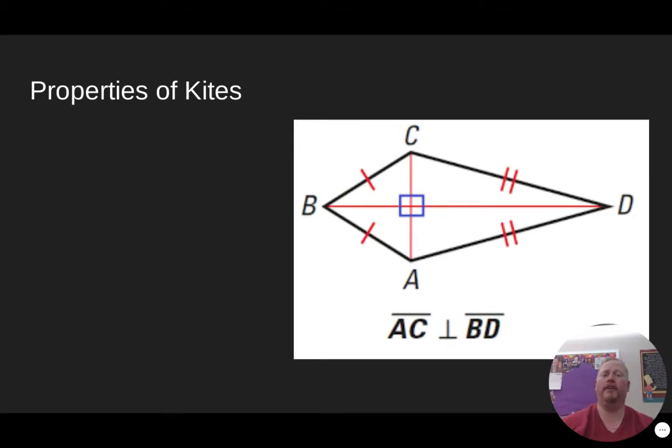So one of the properties of a kite is that if you draw the diagonals, they'll be perpendicular. They'll make 90-degree angles. So just like a rhombus, but it's not a rhombus. It's just that they both have the same characteristic. Okay?